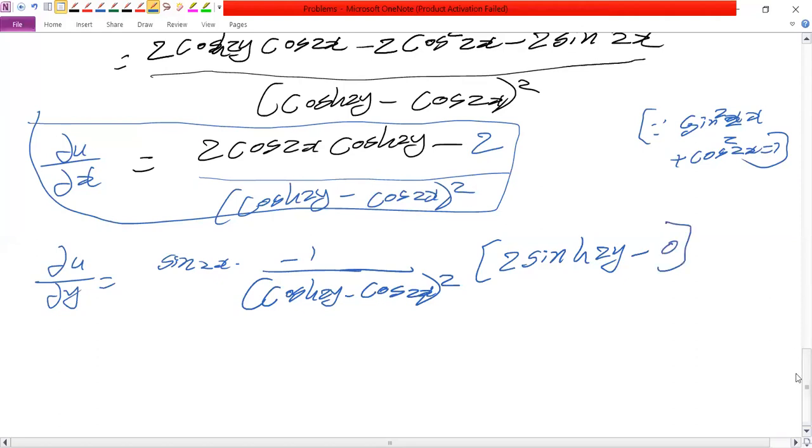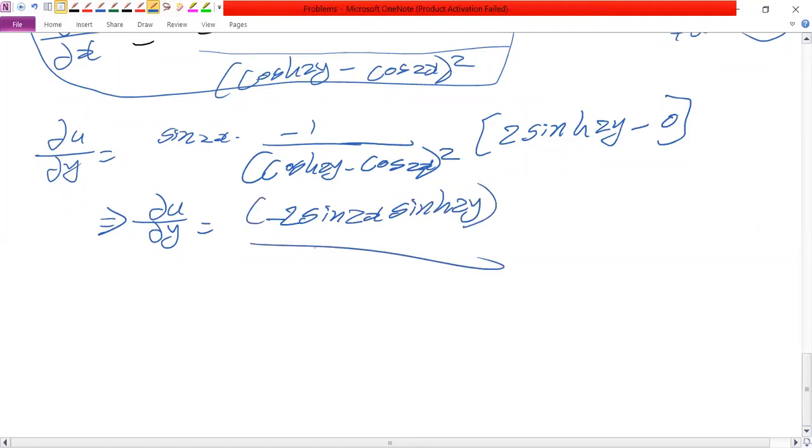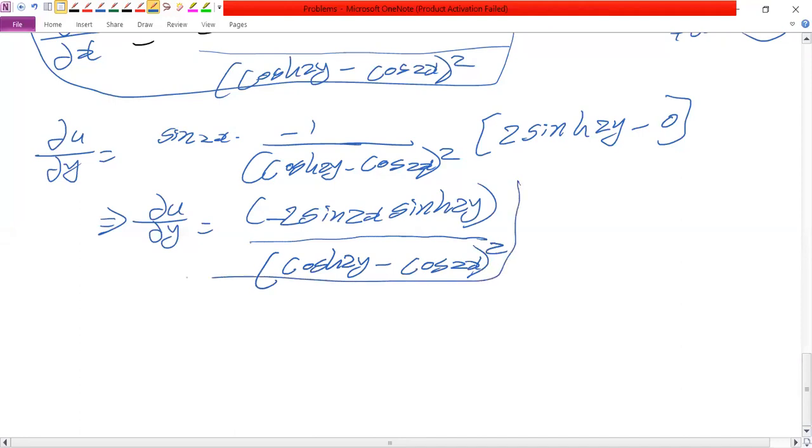So finally we are going to get dou u by dou y equal to, on simplification, minus 2 sin 2x into sinh 2y whole by (cosh 2y minus cos 2x) whole square. This is also required in our f dash of z formula. So what is the next step of the procedure we need to take?